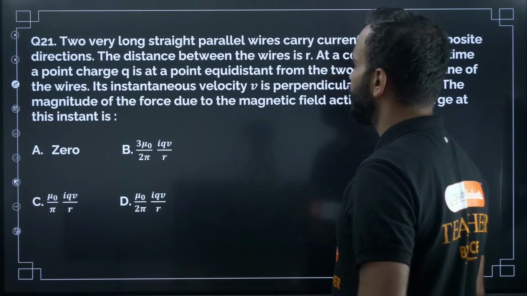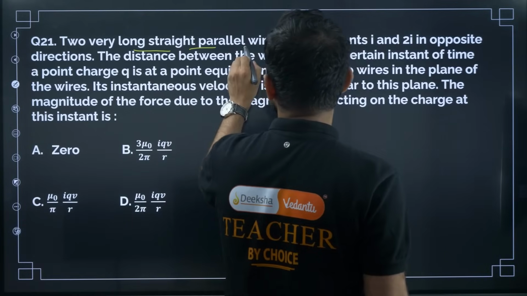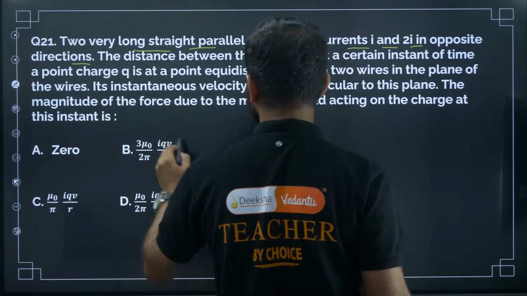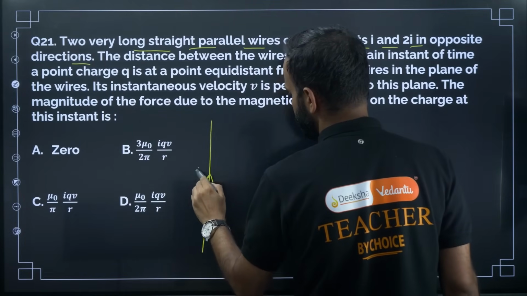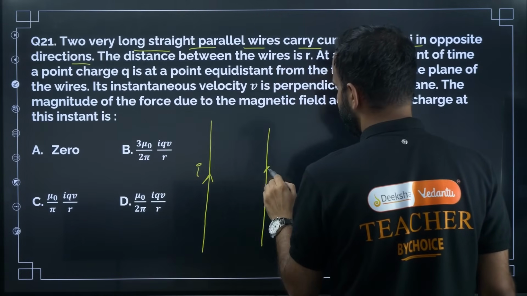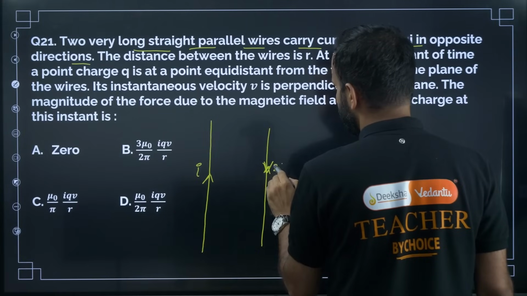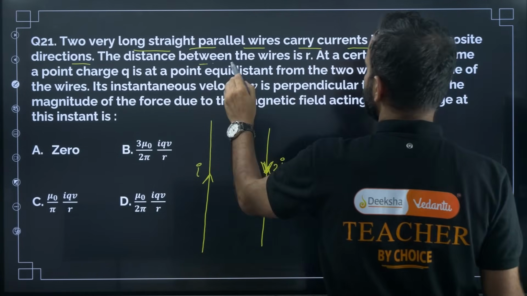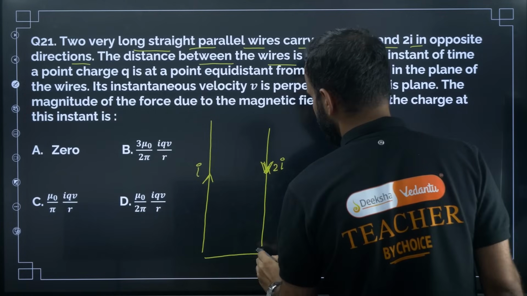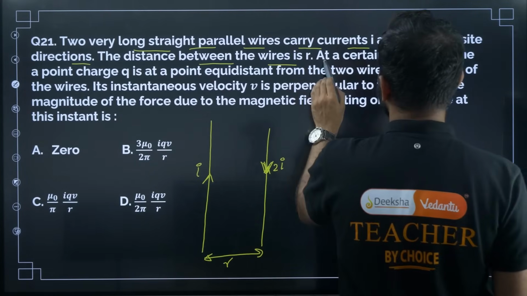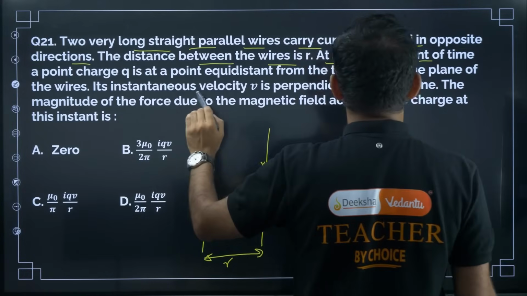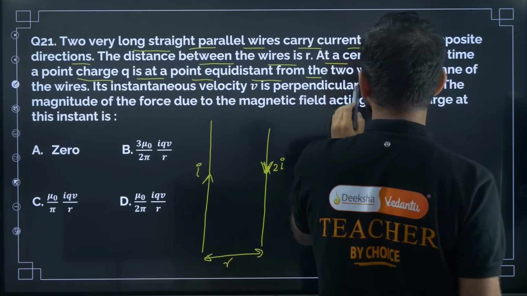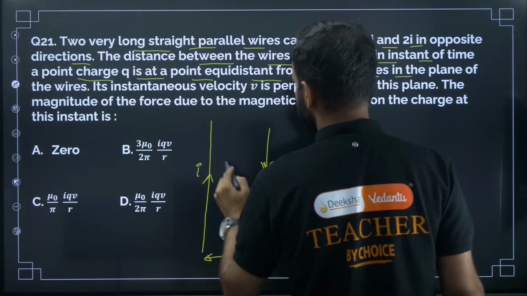Next one, question number 21. Two very long straight parallel wires carry currents I and 2I in opposite directions, okay? I and 2I are the currents, and the directions of the currents are opposite. The distance between the wires is R. At a certain instant of time, a point charge Q is at a point equidistant from the two wires in the plane of the wires, okay.